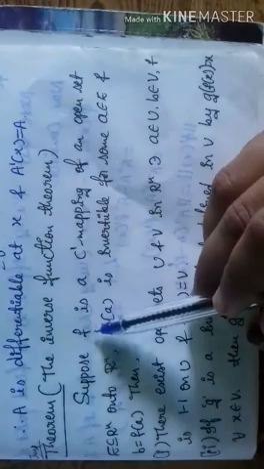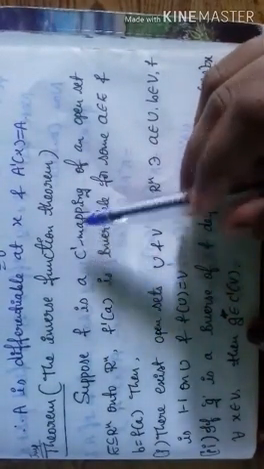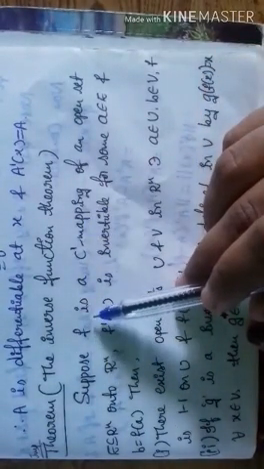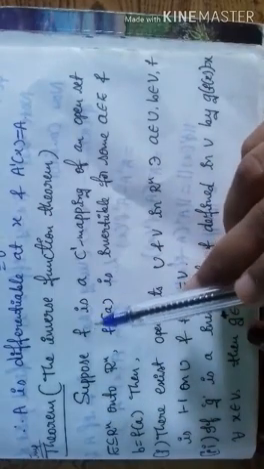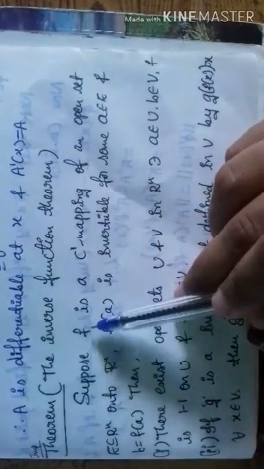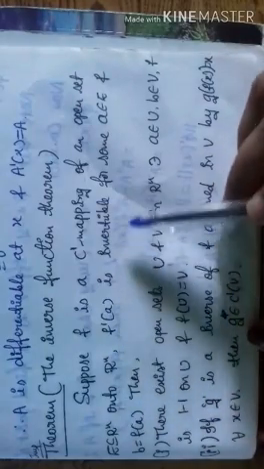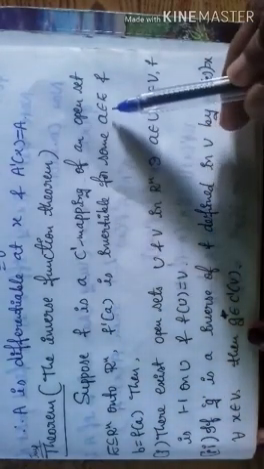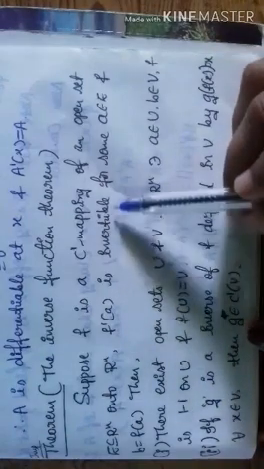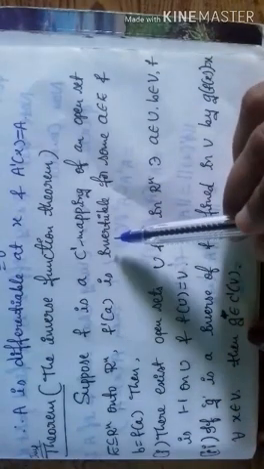Here given that F is a C dash mapping. F is a C dash mapping means F is continuously differentiable and F dash is continuous. And F dash of A is invertible for some A belongs to E. Invertible means it is 1 1 and onto.